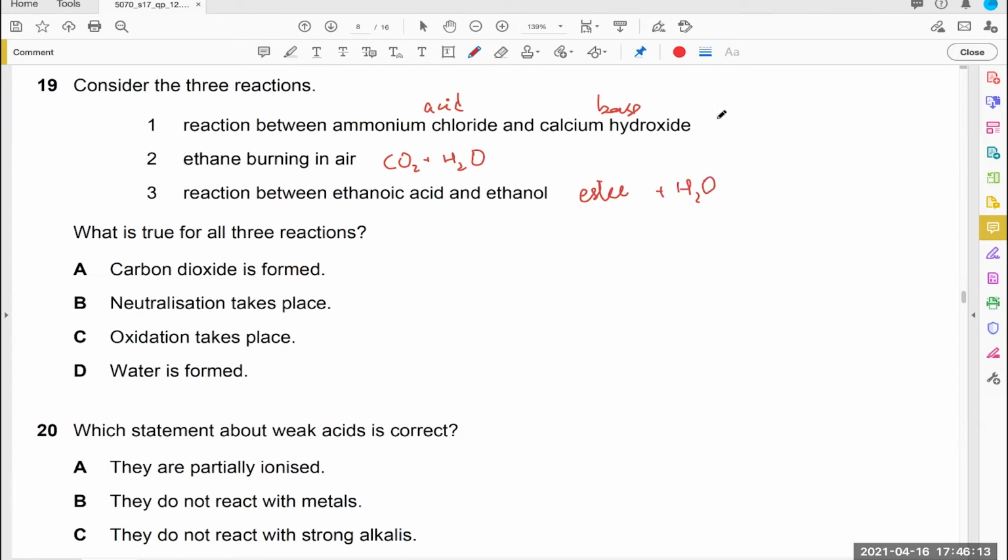तो अभी यहाँ पे हमारे पास सॉल्ट बना है, अमोनिया गैस बनी है, एंड वाटर बना है. ठीक है, इन तीनों रिएक्शंस में क्या हो रहा है? फर्स्ट इज न्यूट्रलाइजेशन, सेकंड इज कंबशन, थर्ड इज एस्टेरिफिकेशन. So what is common in all of them? All of them are producing water. So that is our answer.